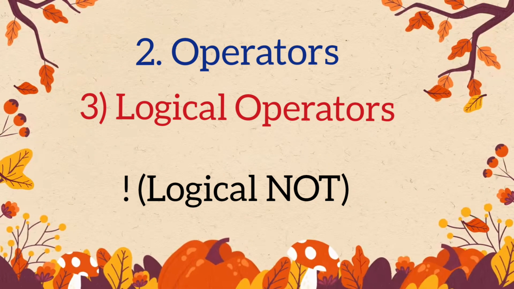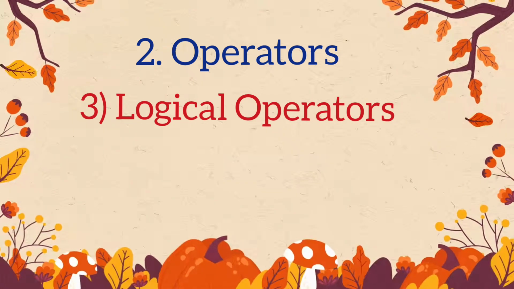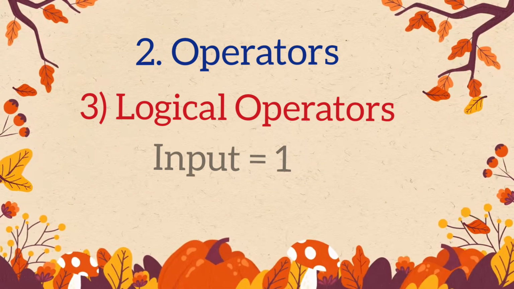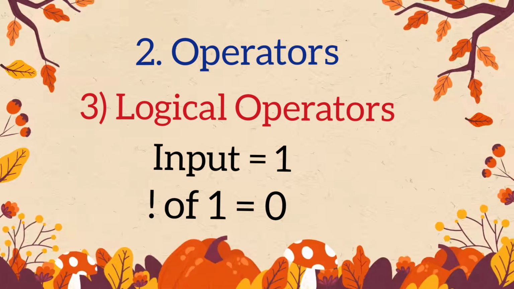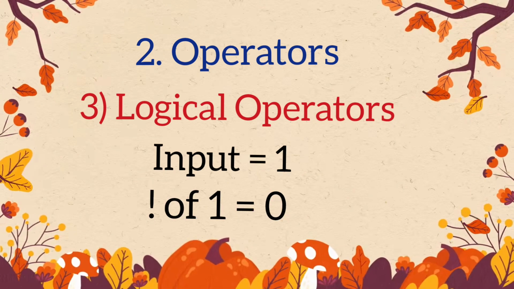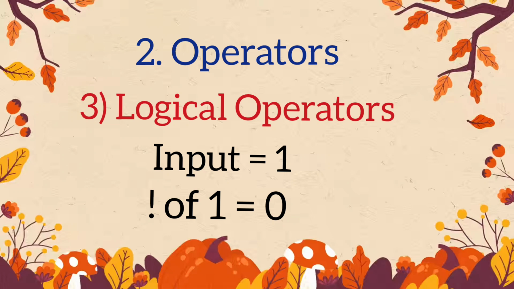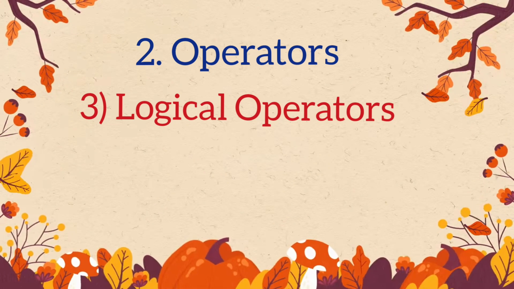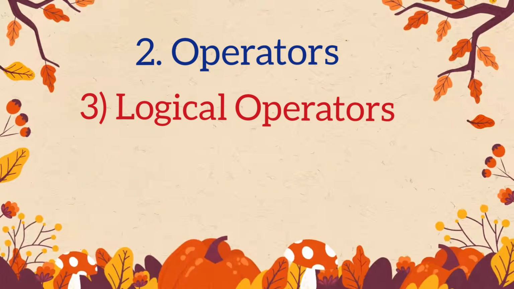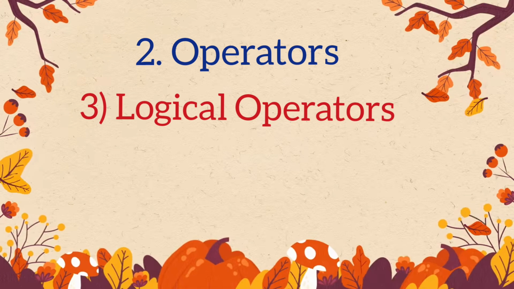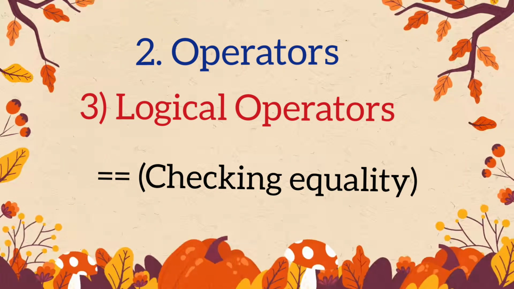Okay. Next we are going to study the exclamation mark, that is the logical not operator. That means that suppose if your input is 1, then the output will be just the negation of the input, that is it will be 0, because 0 is the complement of 1. Alright, that's why.